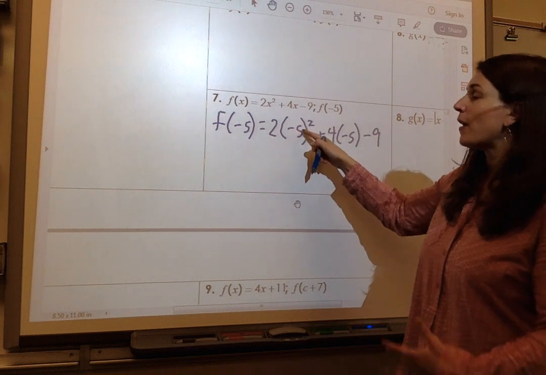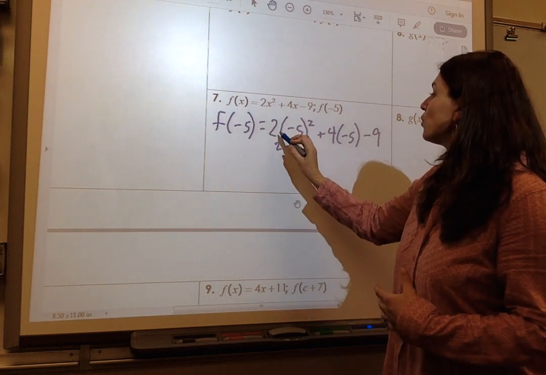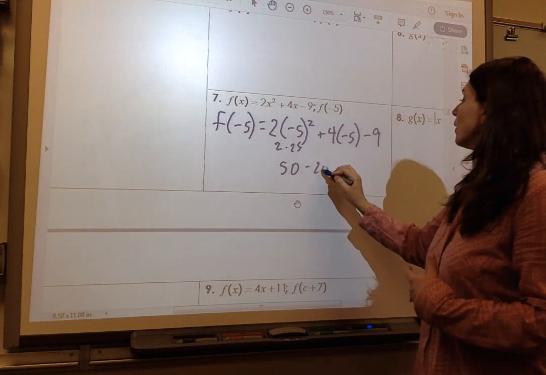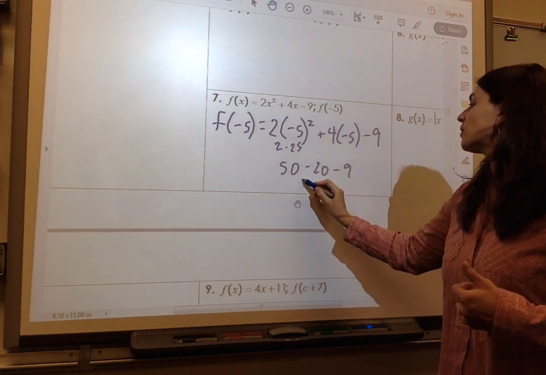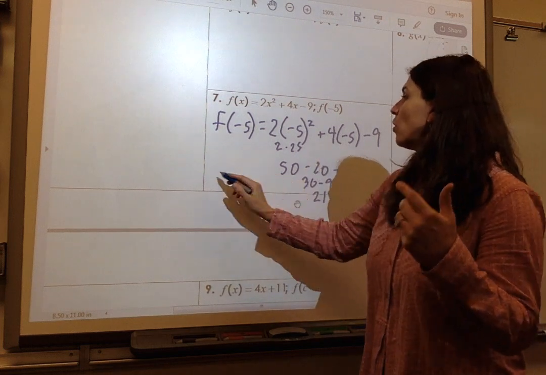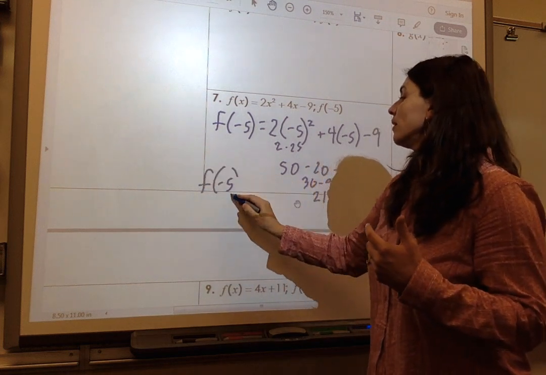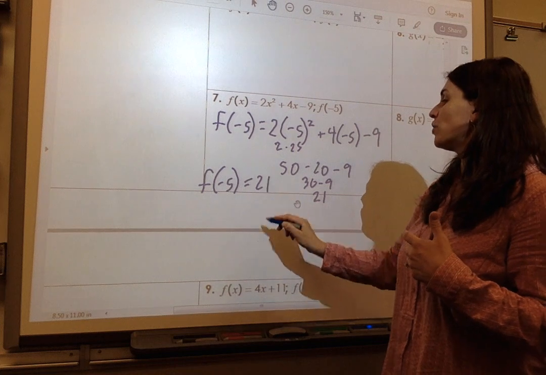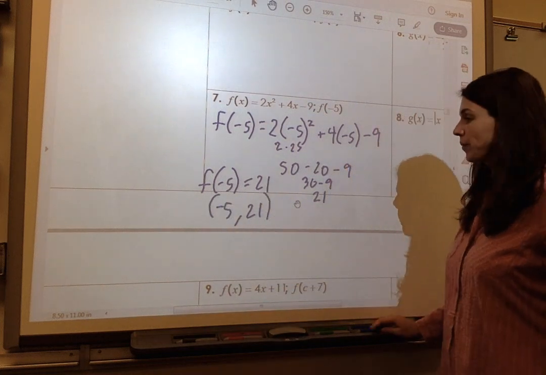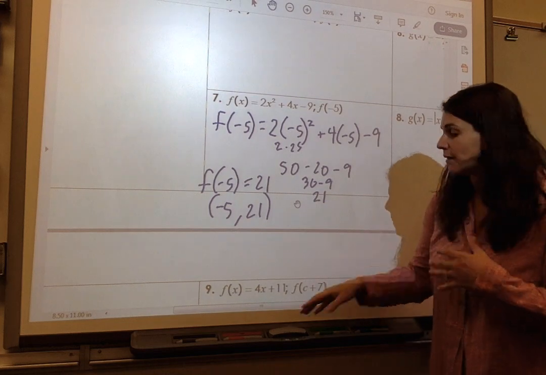So now I get negative 5 squared is 25. 2 times 25 is 50. 4 times negative 5 is negative 20, minus 9. And so then I get 30 minus 9 is 21. So when my input is negative 5, my output is 21. Or as an ordered pair, when my input is negative 5, my output is 21. Okay, so hopefully that's making sense.